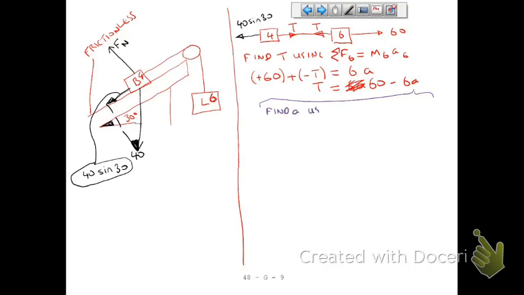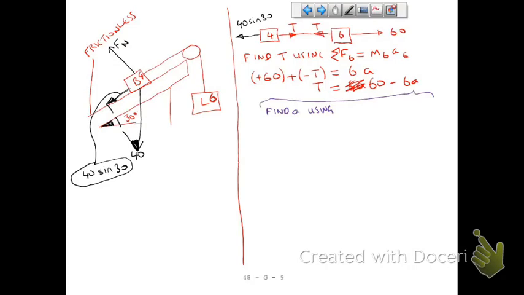Find A using... Well, I've used the 6 up, and I don't think the 4 is going to be any better. I've got to find something where there's no T involved. I've got to make T an internal force. That's really what I'm doing. I can ignore T because I'm making it an internal force. And it's the sum of the external forces that equals MA. Remember that thing about sitting in your car seat and pushing on the dashboard does not accelerate your car because it's an internal force.